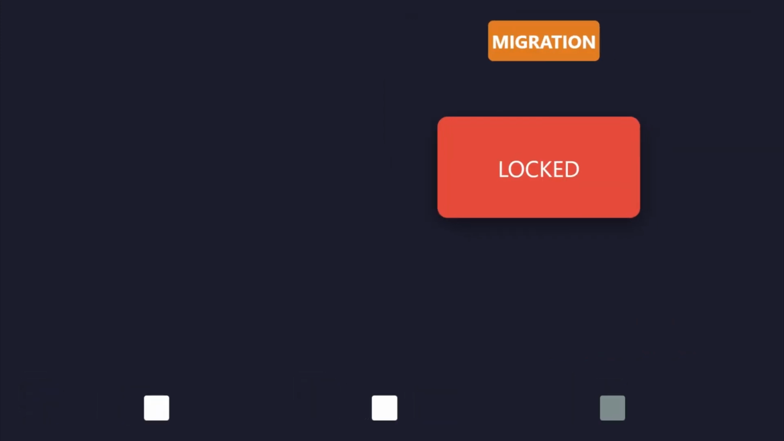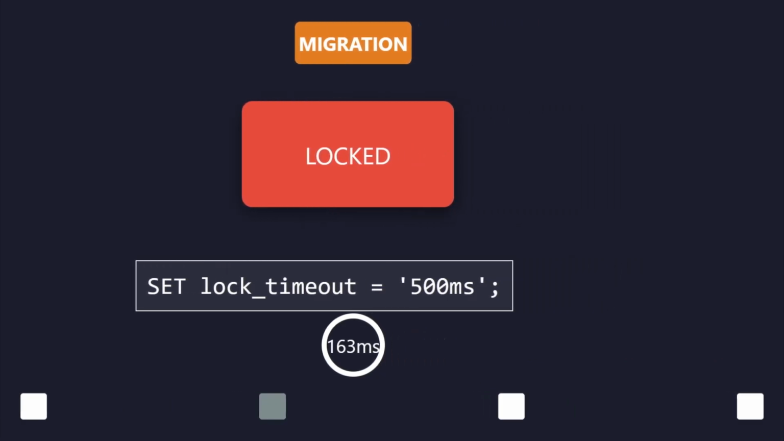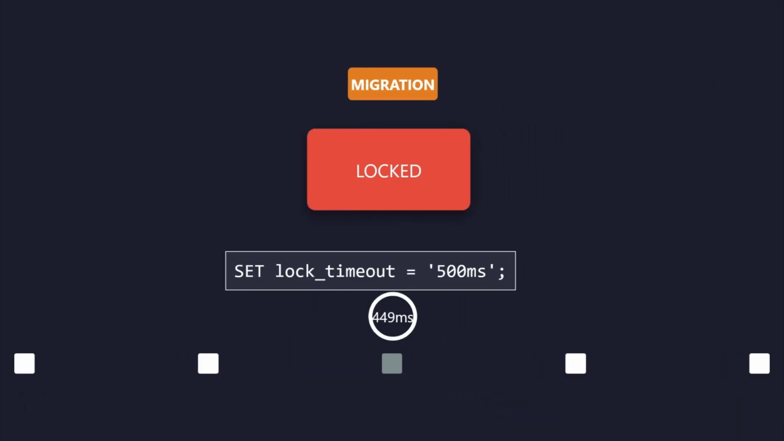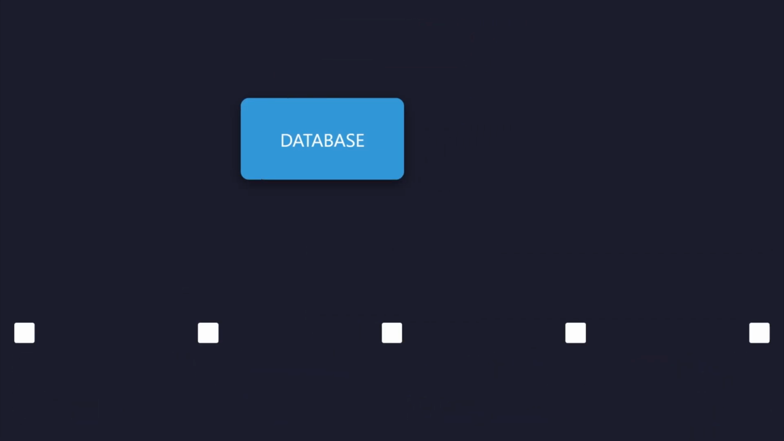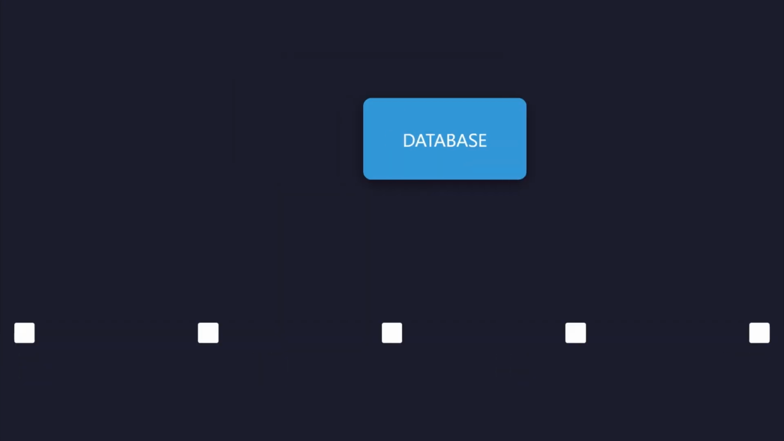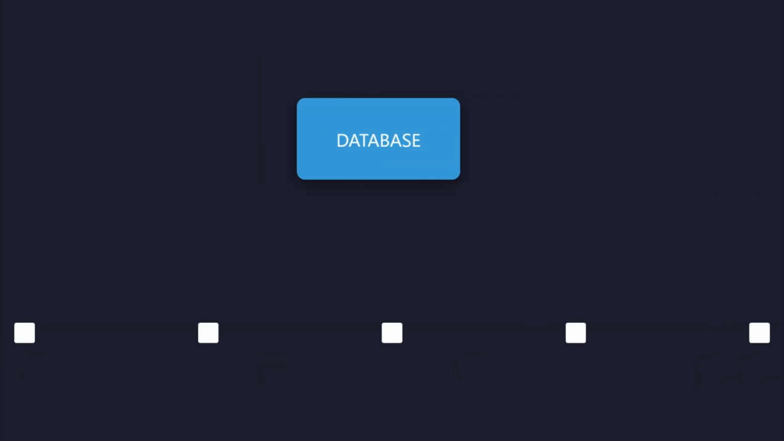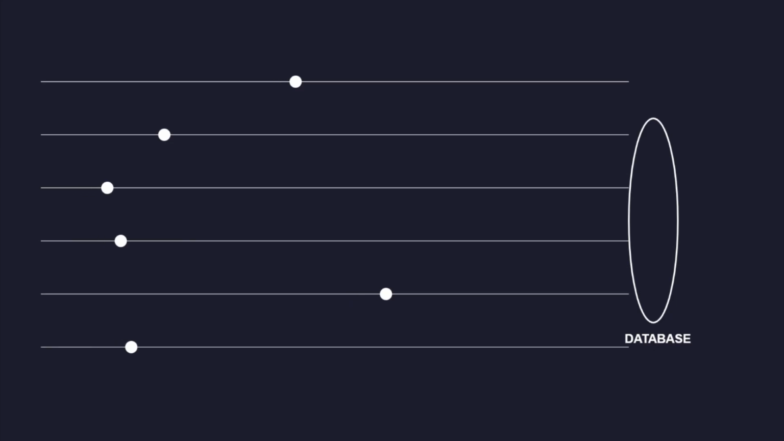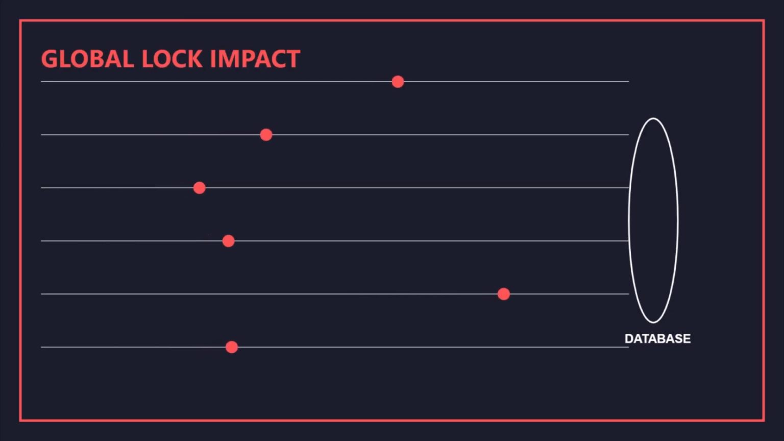To prevent a migration from bringing down the entire system, set a lock timeout for the session. This command instructs Postgres to abort the migration attempt if it cannot acquire the necessary lock within a specific time window, like 500 milliseconds. Always configure these settings within the specific database session used for migrations.